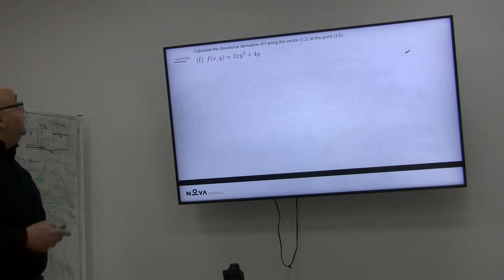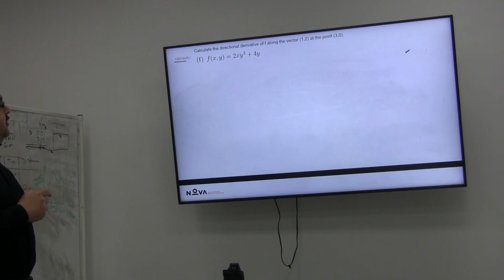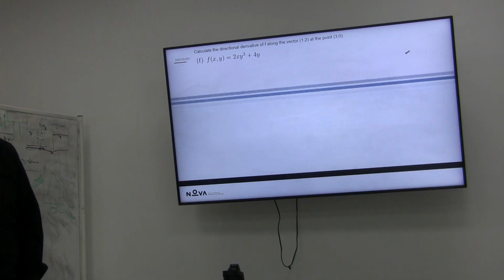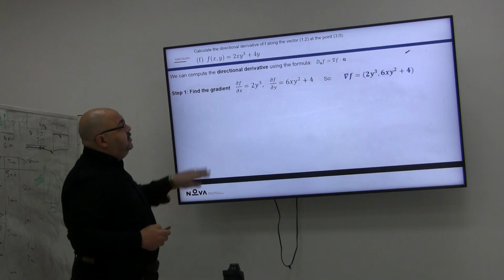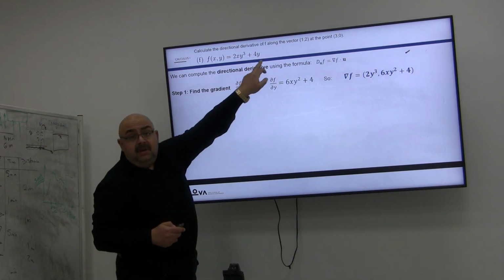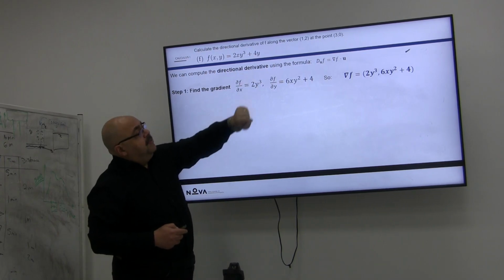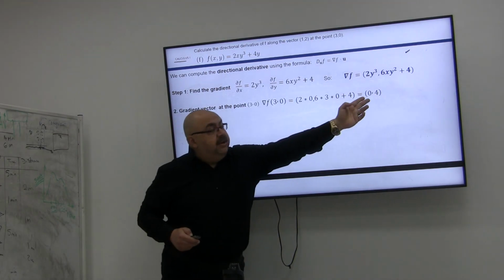Okay, that's another problem. He wants you to calculate the directional derivative of f along the vector 1 and 2 at the point 3 and 0. So I will use the point 3 and 0, but I will use the vector which is 1 and 2. Similar steps. The first step, I will have to grab my gradient vector, which means I will differentiate this function with respect to x, then differentiate with respect to y. I will substitute the point 3 and 0. Now I'm done. This is the gradient vector.